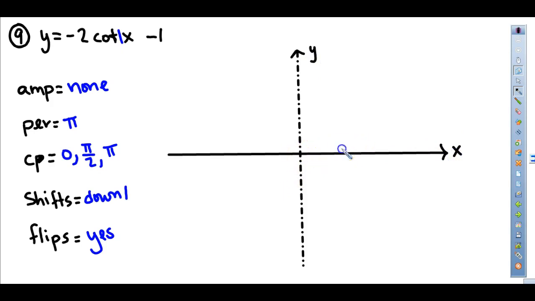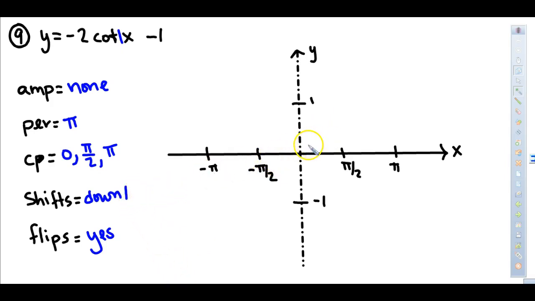My critical numbers: pi over 2, pi, negative pi over 2, negative pi. And I'm going to be shifting down 1. So I'm going to go ahead and put my negative 1 down there because I know I'm going to be using it. And I just put a positive 1 up there just for the sake of my OCD-ness. Okay, alright, so everything but the shifts.